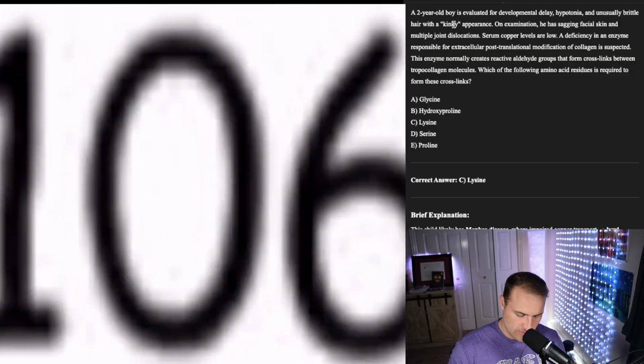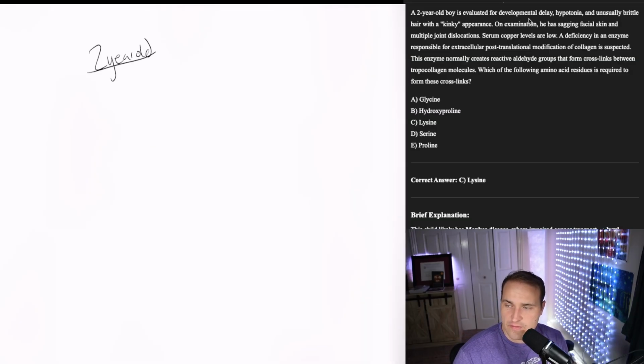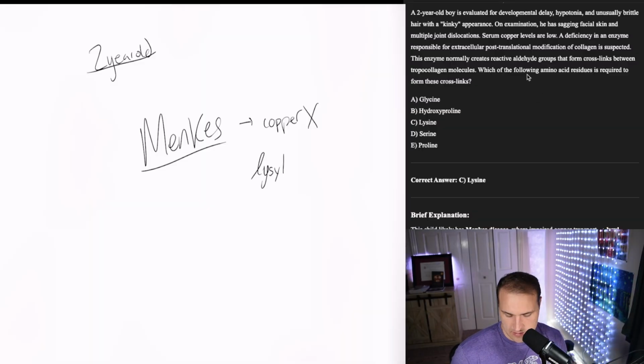Now let's go on to 106. A 2-year-old boy is evaluated for developmental delay, hypotonia, and brittle hair with a kinky appearance. He has sagging facial skin, multiple joint dislocations, copper levels are low. A deficiency in the enzyme responsible for extracellular post-translational modification of collagen is suspected. Well, that means it's lysyl oxidase. This is where we have impaired copper transport. Occurs because of that lysyl oxidase deficiency.